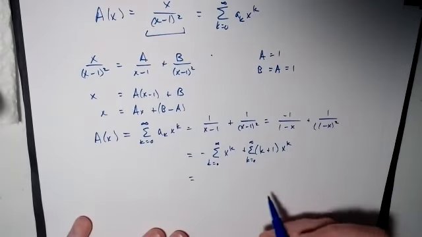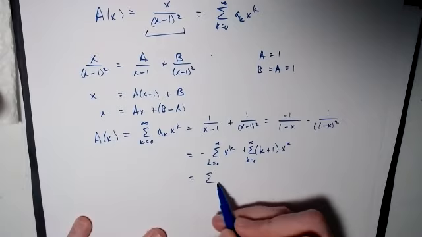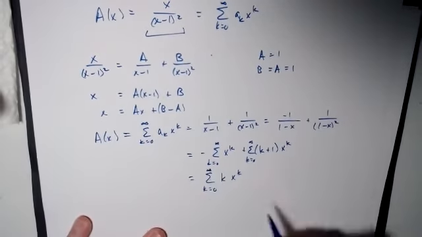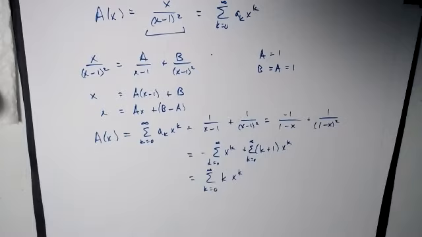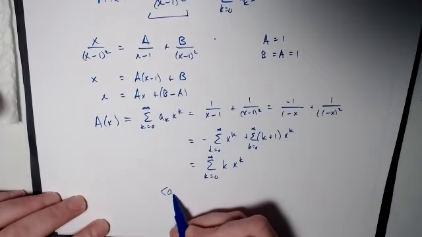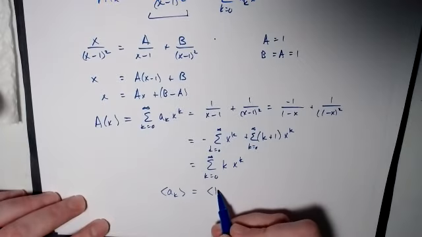So we can combine those and get the sum of k x to the k, as k goes from 0 to infinity. Which means that the sequence that we were solving, a_k equals k.